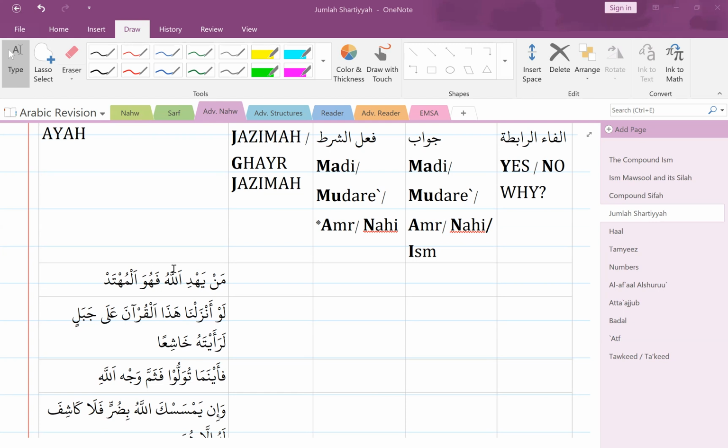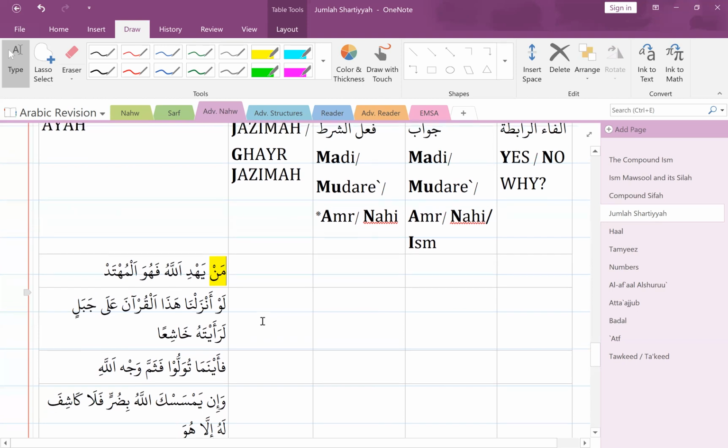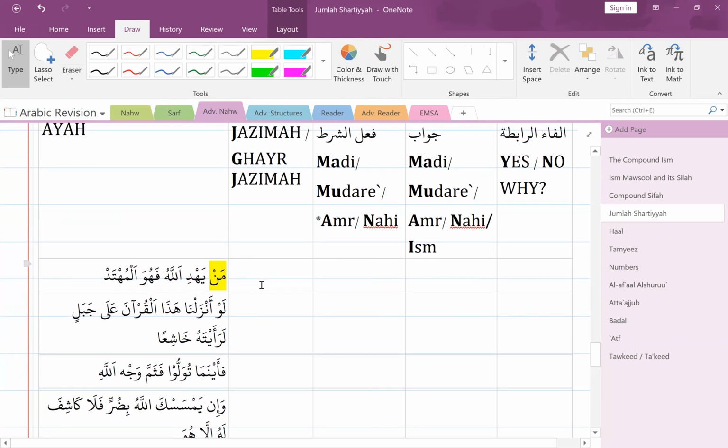Okay, Bismillah. So man is an أدوات الشرط. Yes, so man, this is our أداة. I'm just going to highlight it. Is it جازمة or غير جازمة? It is جازمة. Yes, it's جازمة. And then what is our فعل شرط? يهدي. As you can see, it's highlighted. And what kind of a فعل is that? مضارع. So this is مضارع. And the جواب, what is the جواب? It's a جملة اسمية. So this is جملة اسمية.